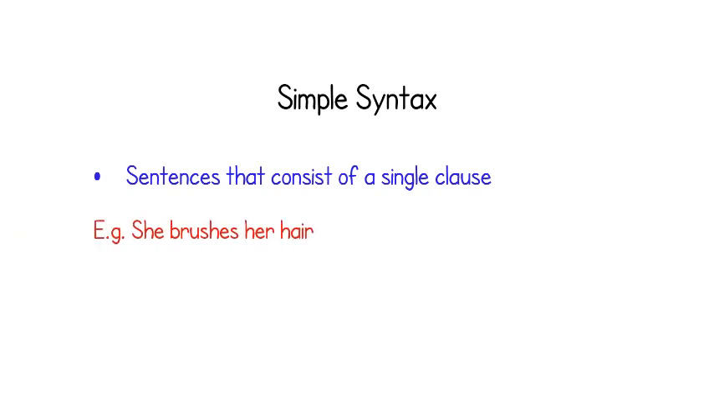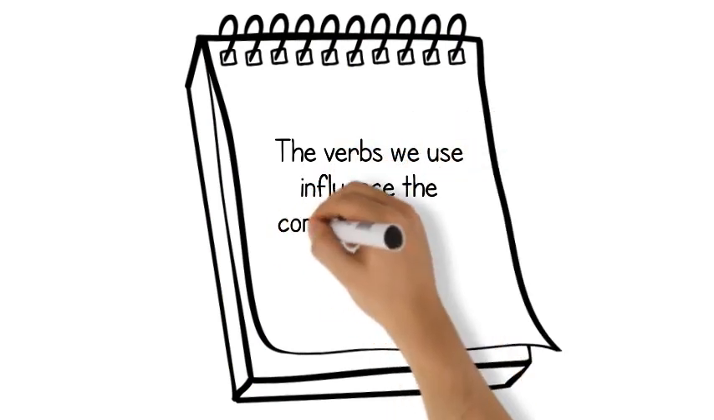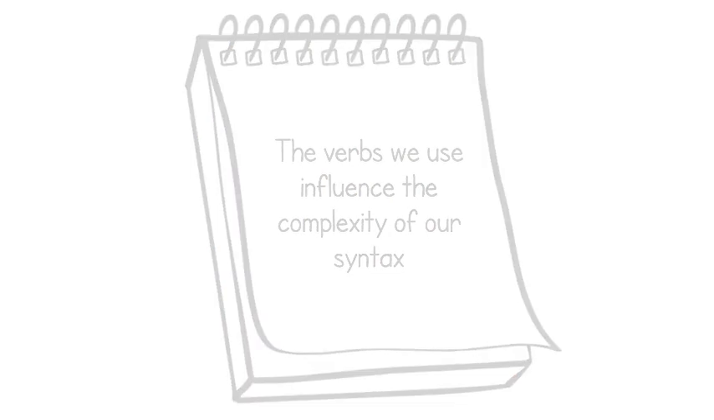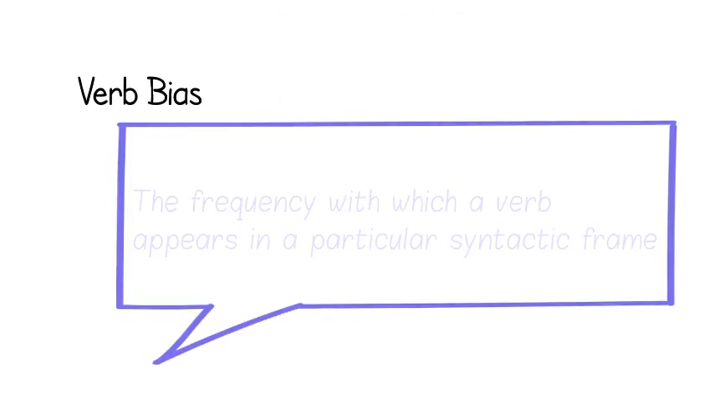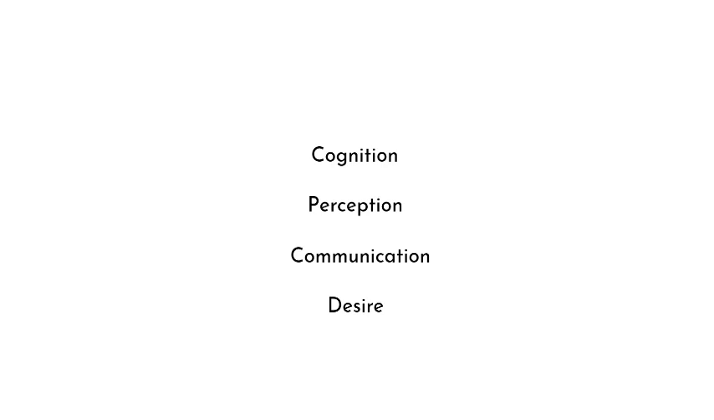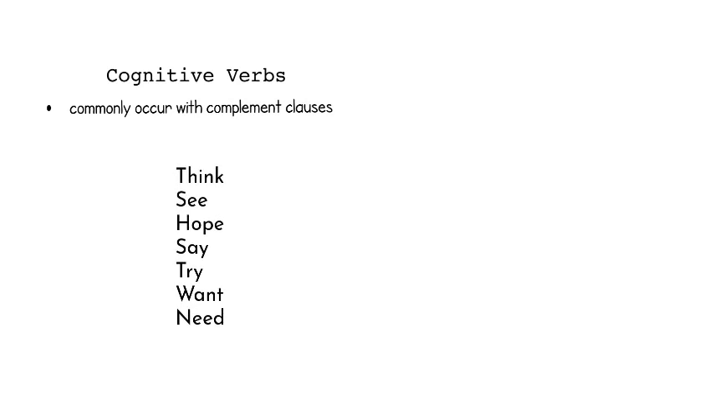Studies have found that the verbs we use influence what kind of syntax we produce, either complex or simple. Some verbs are inherently more likely to procure more complex syntactic structures than others. This is what we call verb bias, the frequency with which a verb appears in a particular syntactic frame. For example, verbs of cognition, perception, communication, and desire commonly occur with complement clauses. We call these cognitive verbs. These verbs are frequently found in complex syntactic forms. These are verbs like think, see, and hope.